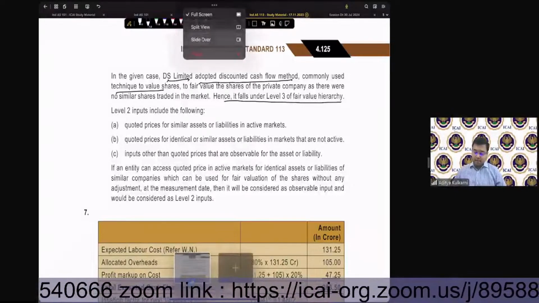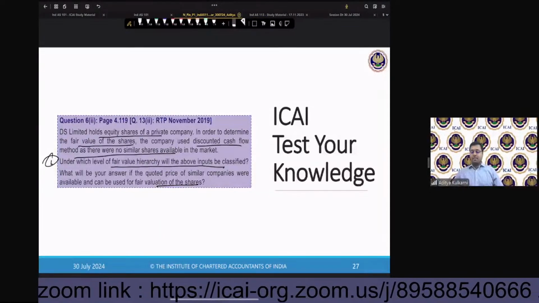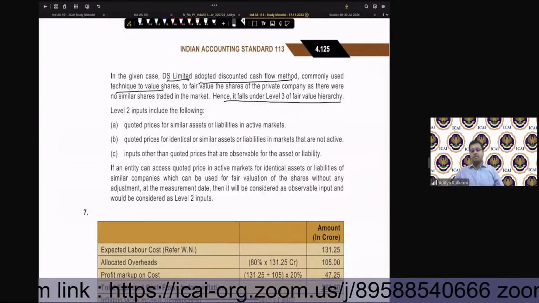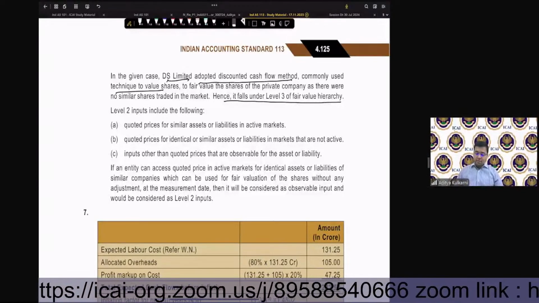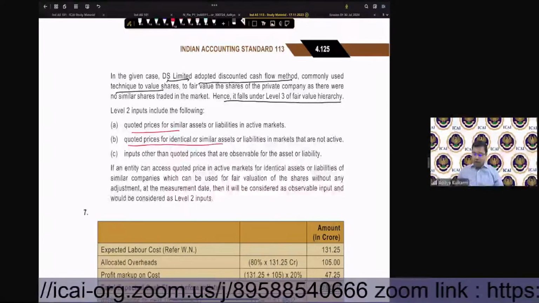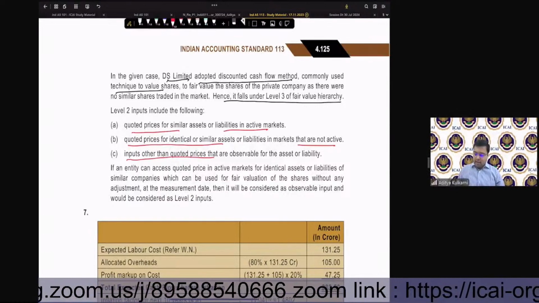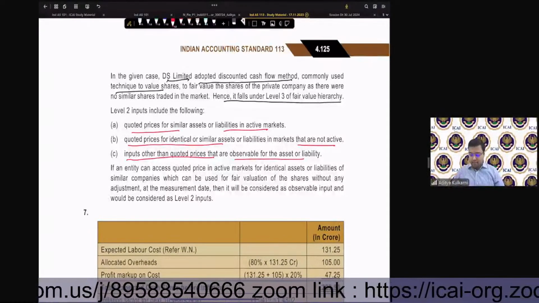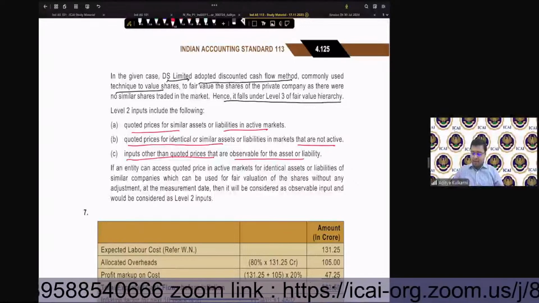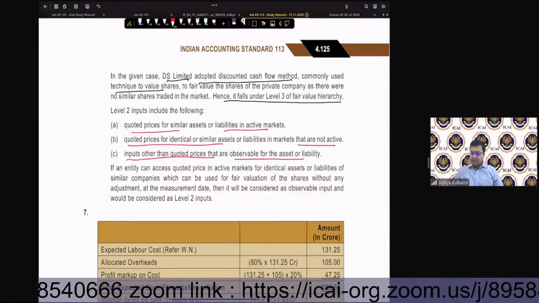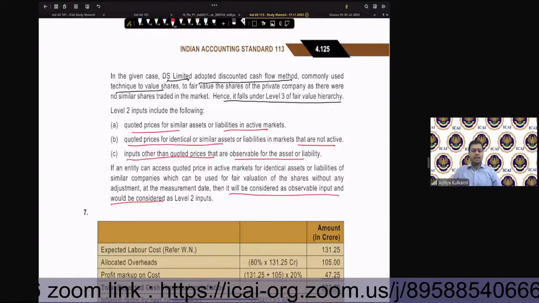Level 2 inputs. Coming next to the question, what will be your answer if the quoted prices of similar companies were available? Then you can take those values, but you will have to do some adjustments. Level 2 inputs include the following: quoted prices for similar assets, quoted prices for identical or similar assets in markets that are not active, and inputs other than quoted prices that are observable for the asset or liability. If an entity can access quoted prices in active markets for similar companies which can be used for fair valuation of the shares, then it will be considered an observable input and would be considered a level 2 input.